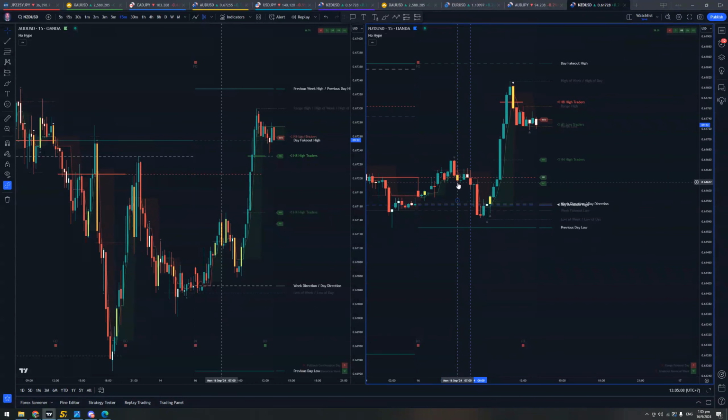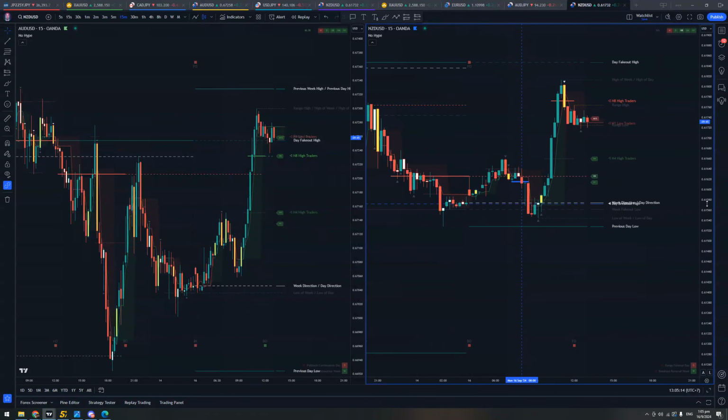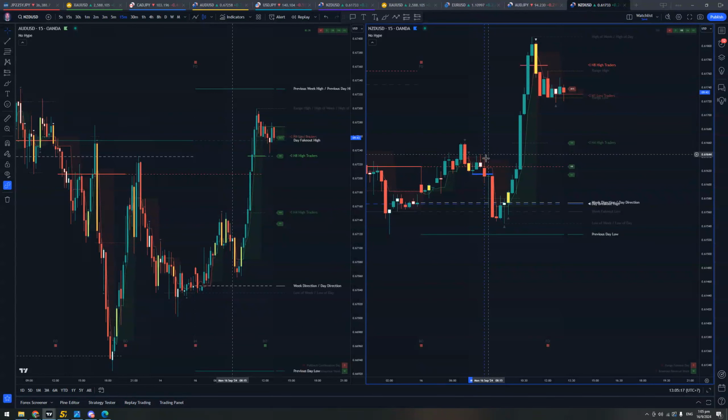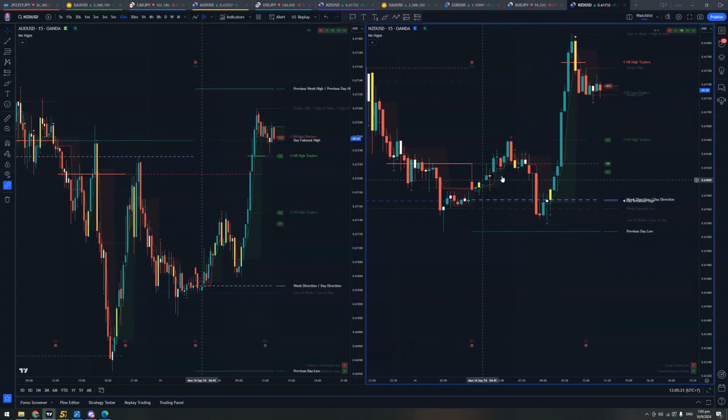Once the new H4 opened up, I was interested to take this down because it actually broke below the H1 low right here, turning the H1 to a bearish breakout. But I opted not to do that. I didn't want to be so aggressive in Asia, so I did not take that trade.